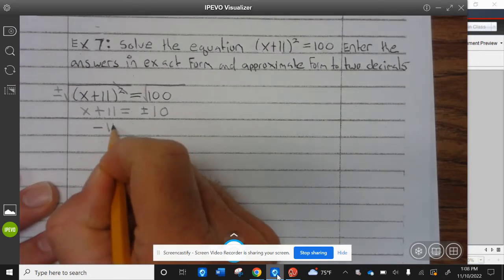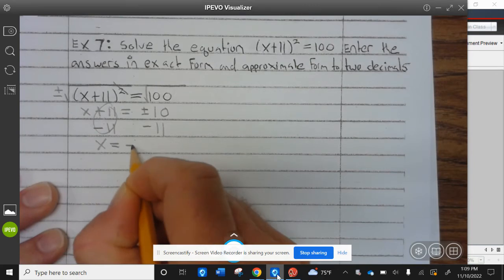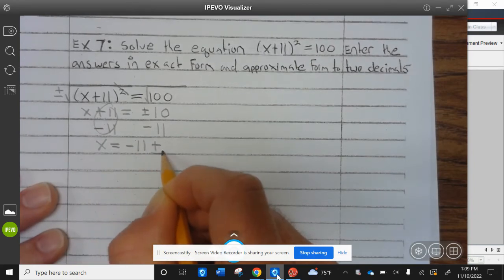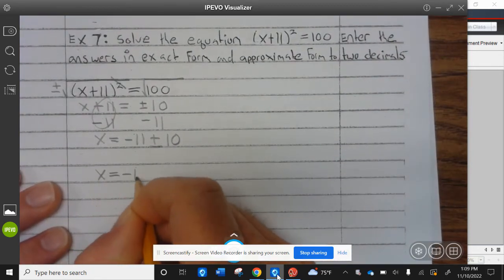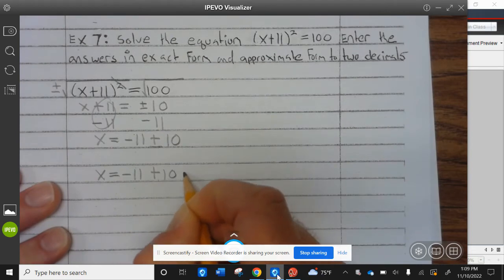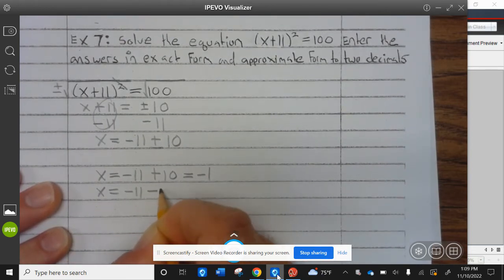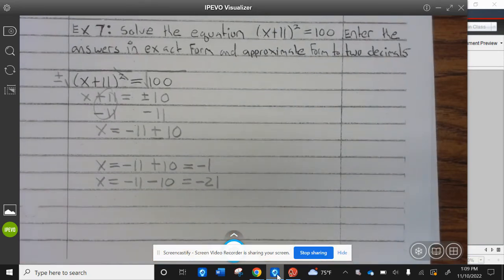Okay, so we're going to subtract 1 from both sides. So then you get x equals negative 1 plus or minus 10. So x equals negative 1 plus 10, which equals 9, and x equals negative 1 minus 10, which equals negative 11. All right, go and finish up example 7.